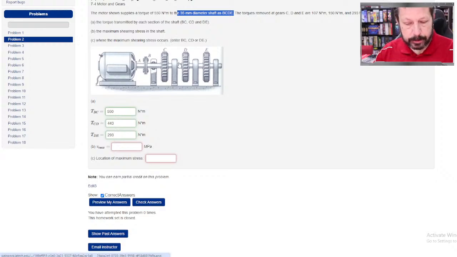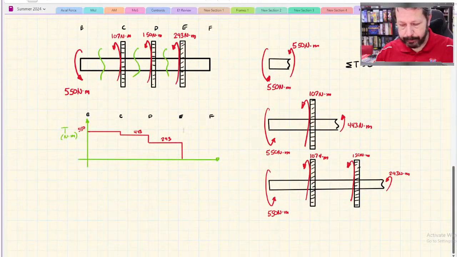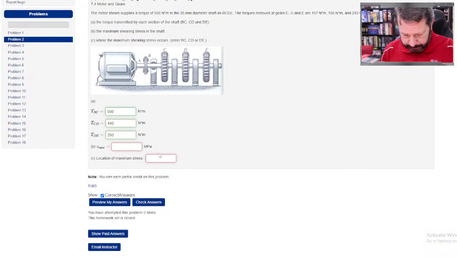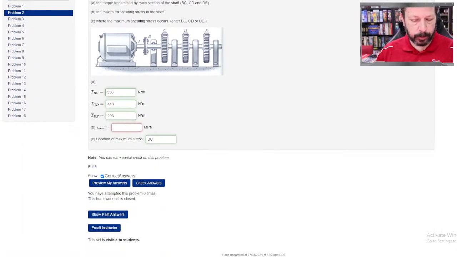So where's the highest torque in any of these sections? That's going to be the highest stress. Well, if I go to my torque diagram, the highest torque was in section BC, 550 Newton meters. So I would put BC here, and that should be correct. Now it asks me, what is the maximum shear stress?